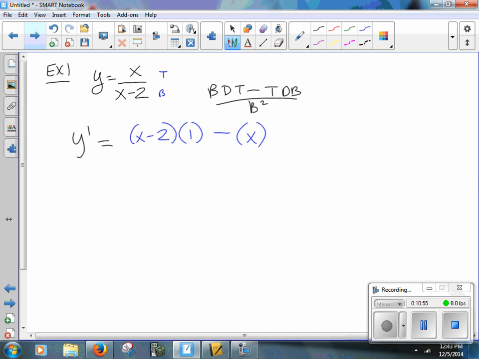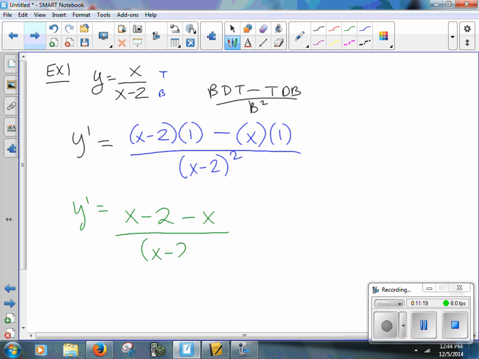Minus x. What's the derivative of the bottom? 1 again. Over bottom squared. Okay, what are you doing? You're cleaning it up, right? Anything times 1 is that thing. Can I clean that up? Yep. What happens? The x's cancel, so it's going to leave me with negative 2 over the quantity x minus 2 squared.